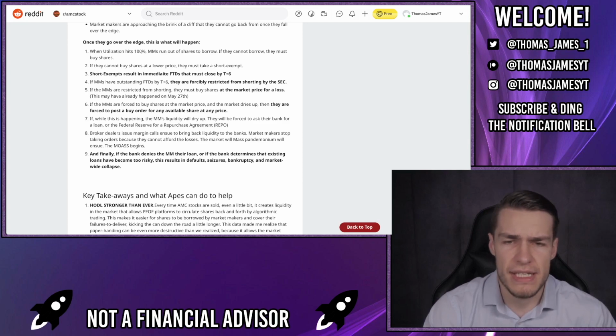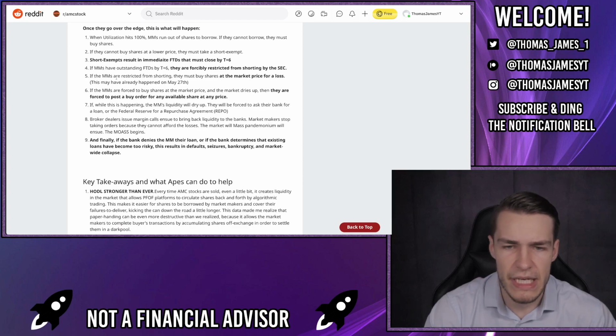When utilization hits 100%, market makers are going to run out of shares to borrow. If they cannot borrow, they must buy shares. If they cannot buy shares at a lower price, they must take a short exempt. Short exempts result in an immediate fail to deliver that they must close by T+6. If market makers have outstanding fail to delivers by T+6, they're forcibly restricted from shorting by the SEC. If the market makers are restricted from shorting, they must buy shares at the market price for a loss.